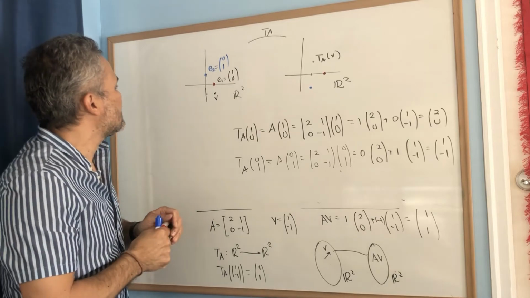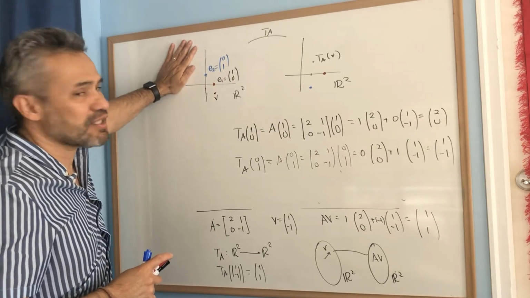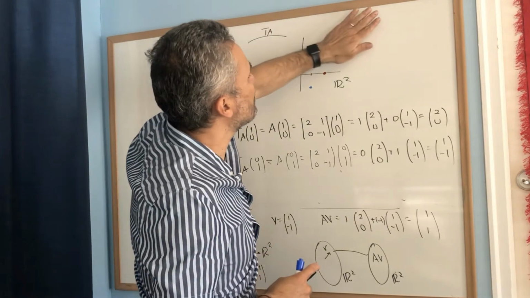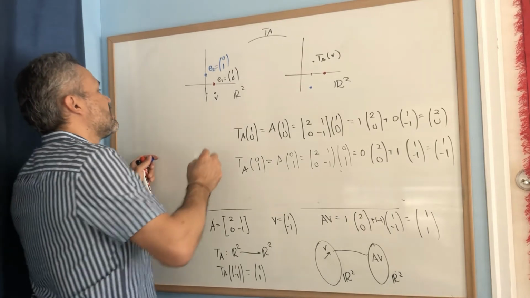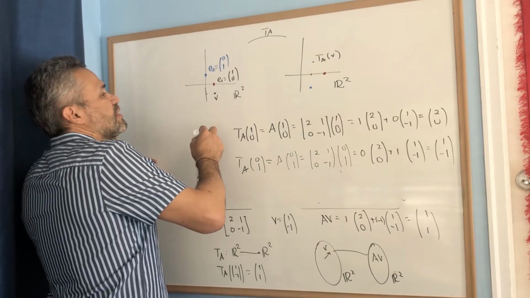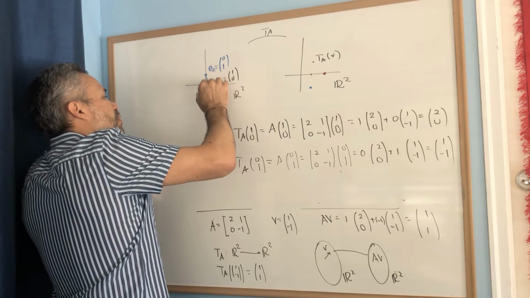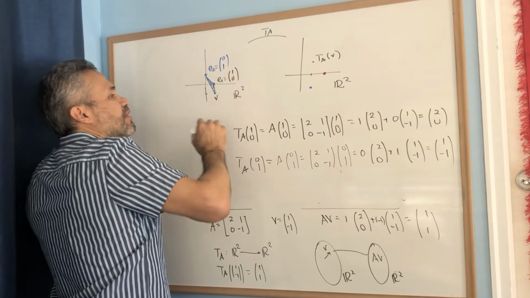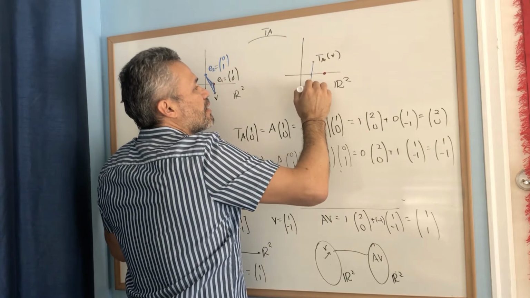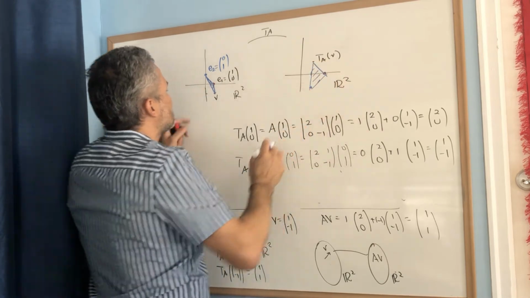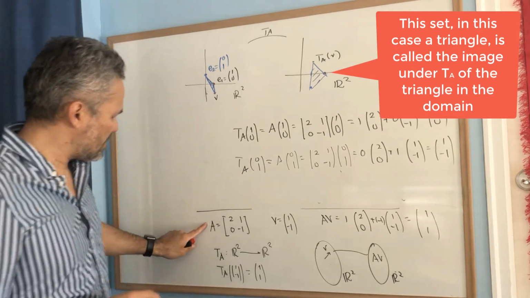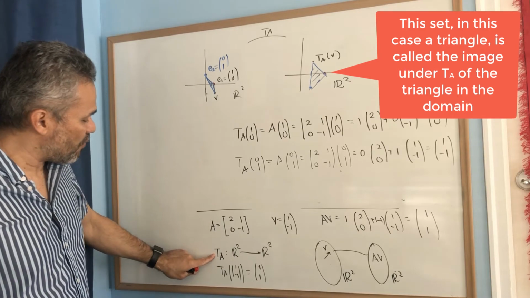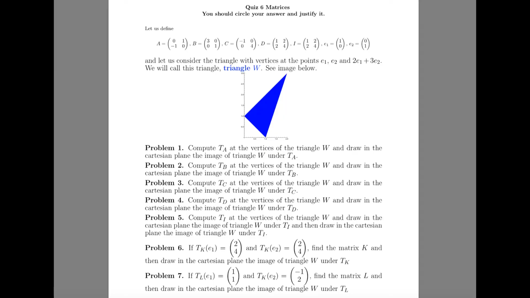Then you can see that if you have a collection of points here, this collection of points will go to a collection of points here. It's not difficult to show that, for example, if you consider this triangle, points that are in this triangle will go to points that are in this triangle. It translates this triangle into that triangle. That is called the transformation, the function associated with a matrix. Please do this quiz.